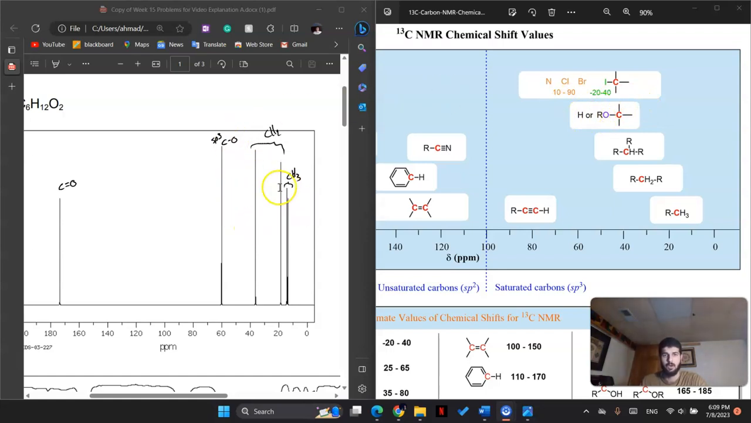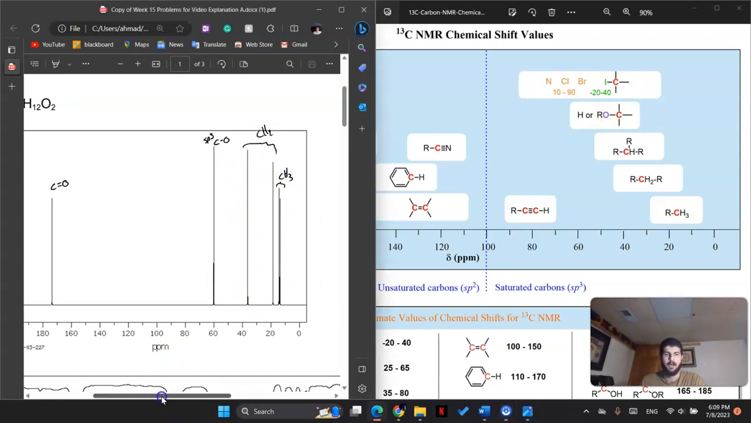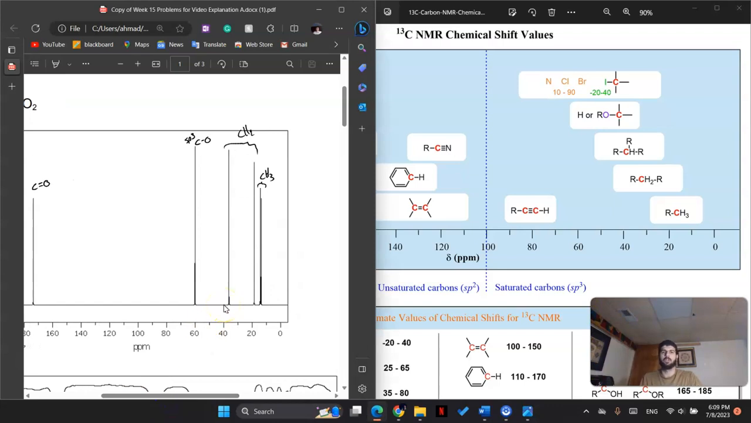Moving down, we have 4 more carbons left. Obviously, the closer the carbon is to the carbon that is connected to an electronegative atom in the structure, the further down the ppm of the peak is going to be. So I estimated these first two to be CH2 just because of how close the peaks are on the spectra to the C double bonded to an O.